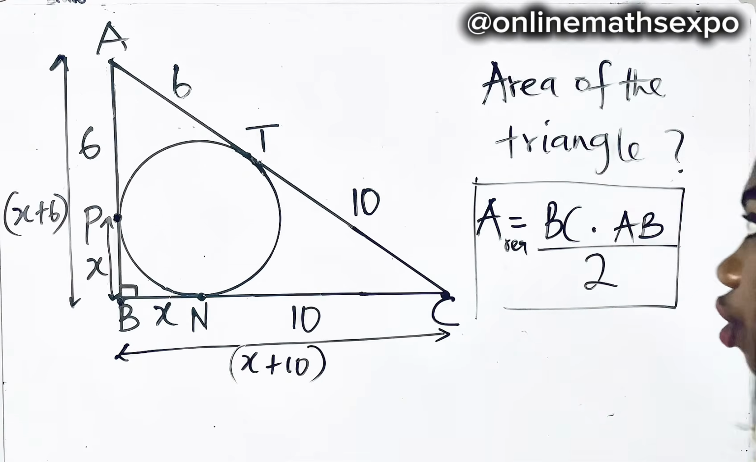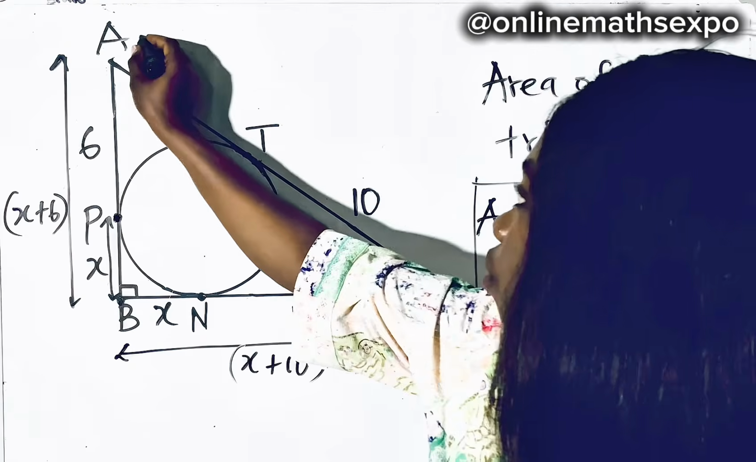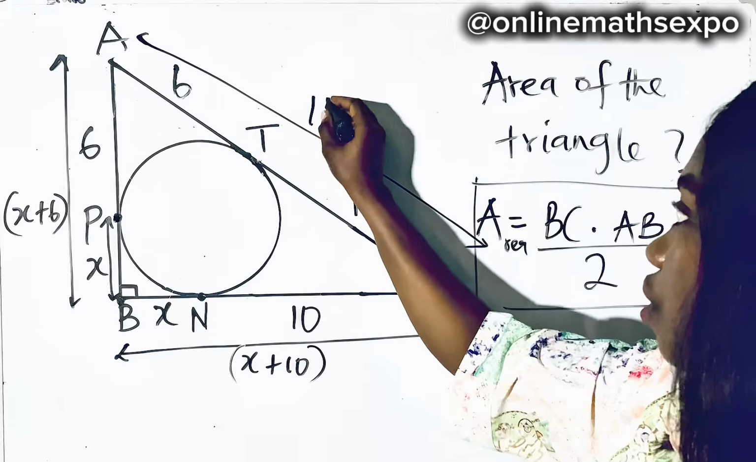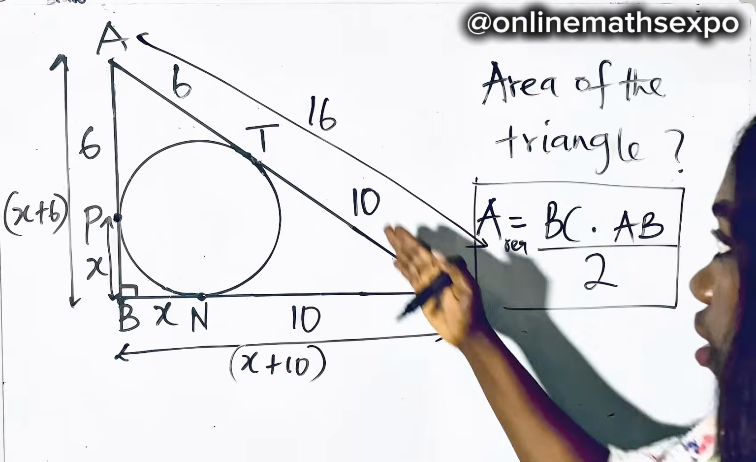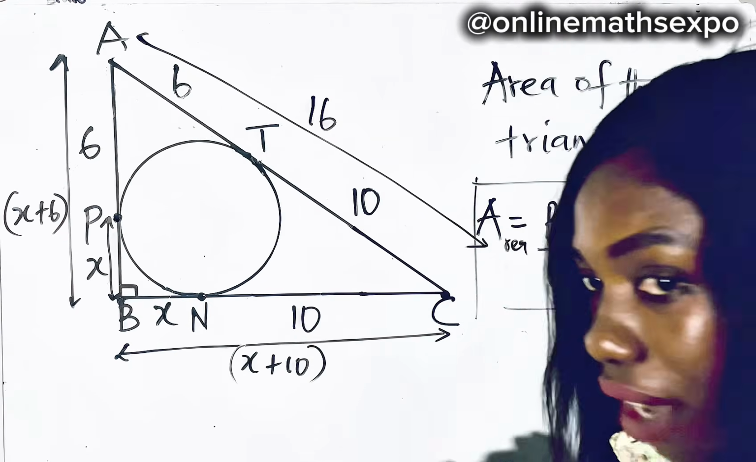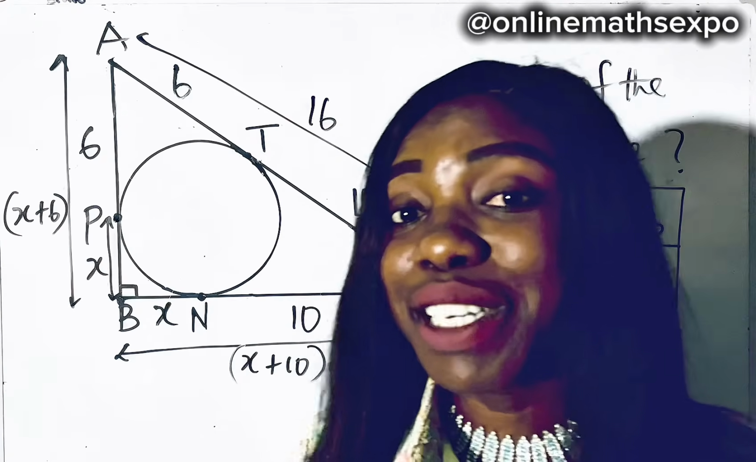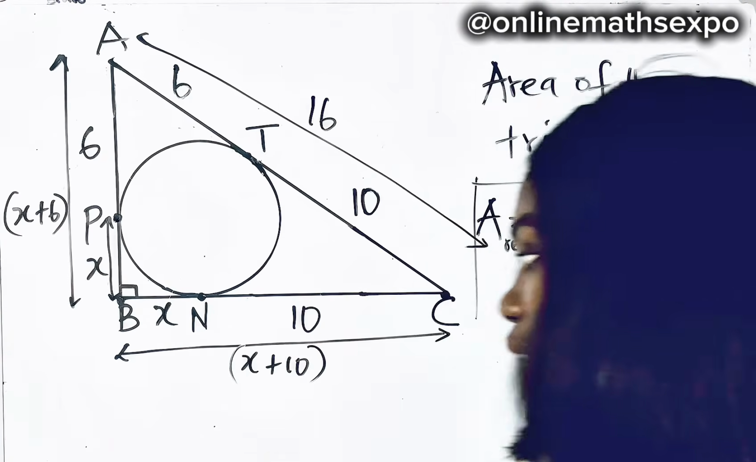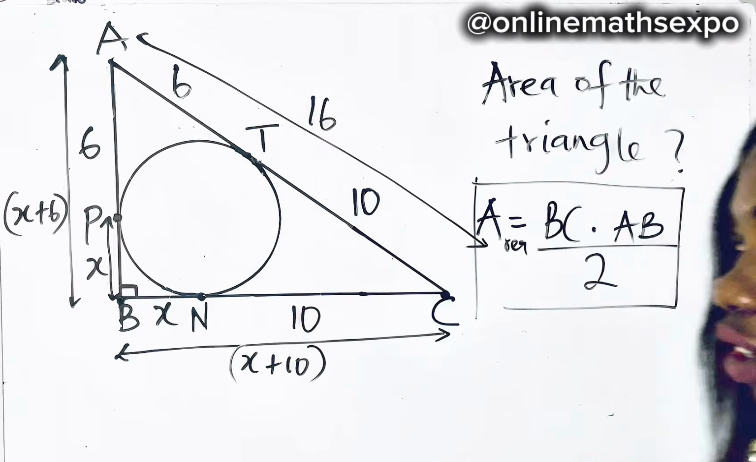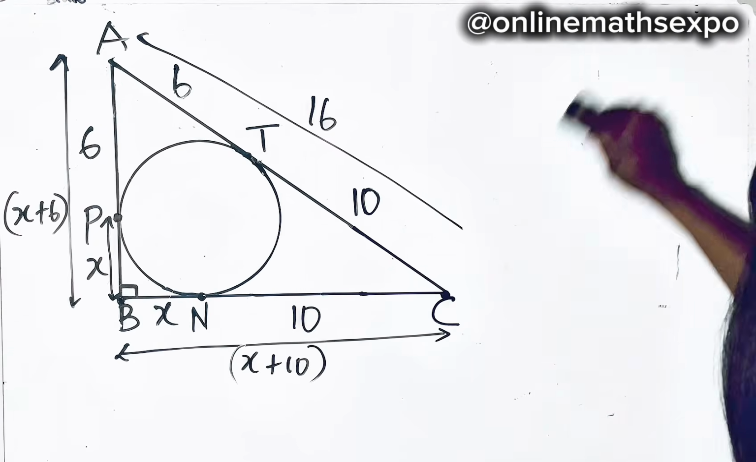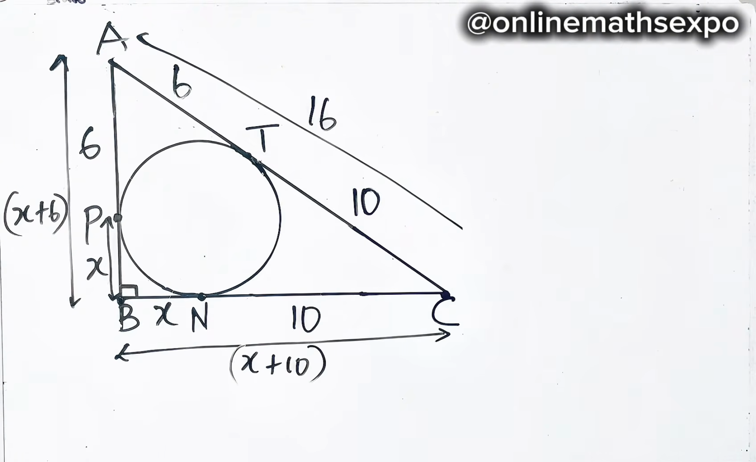So what should we do with this information? This whole length AC is 6 plus 10, which gives you 16. Observe that these are the 3 sides of a right triangle. And each time you work with the sides of a right triangle, remember to use your Pythagorean theorem. Bringing the right triangle out, we can adjust this. So this is what we have.